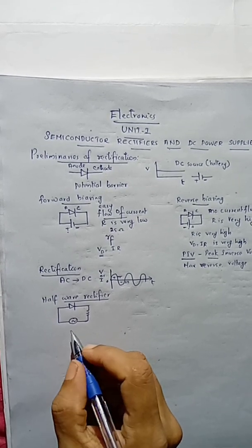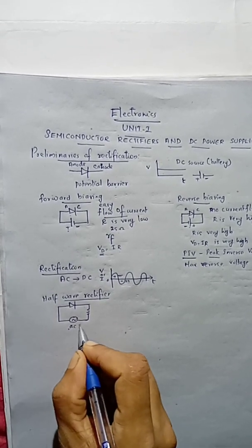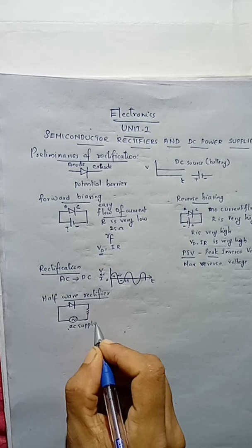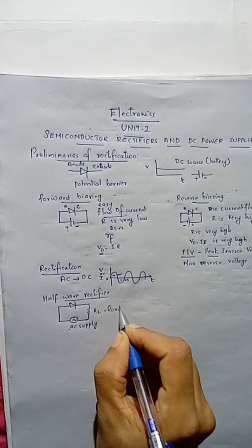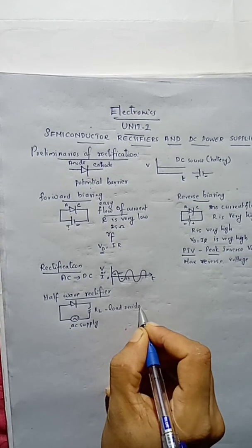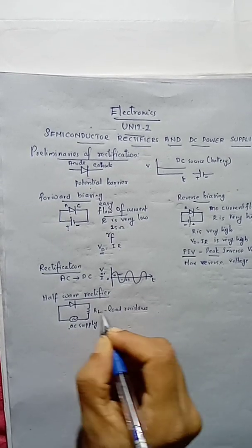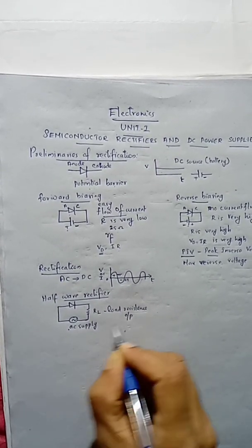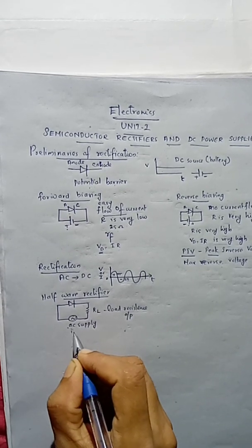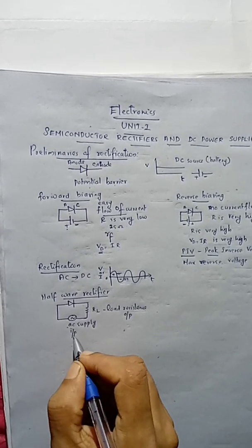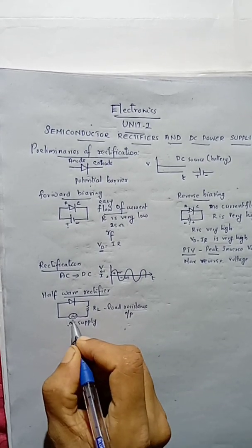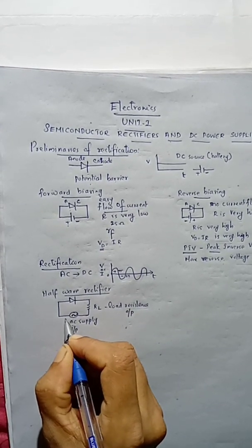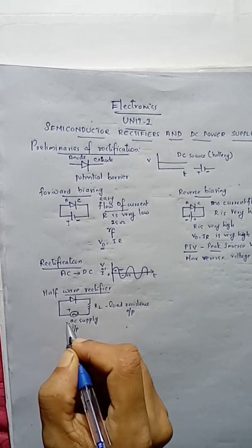So what happens here? This is the AC supply, and this we call the load resistance. Along this load resistance, we are taking the output voltage. This AC supply, which we have applied in the input, is also known as the input supply. Now what happens? This input AC has a positive half cycle and a negative half cycle.